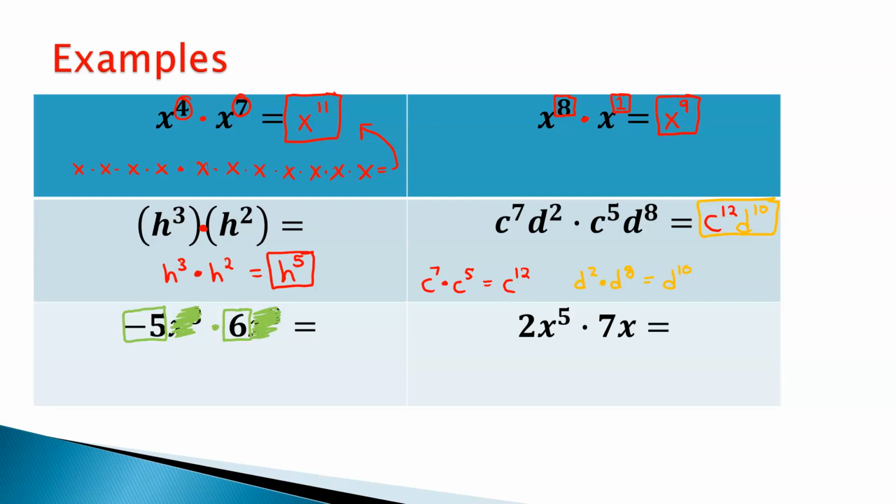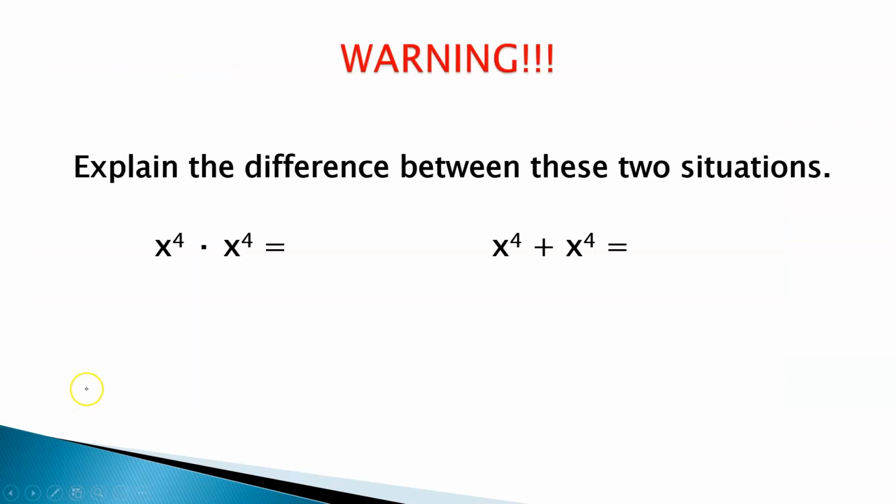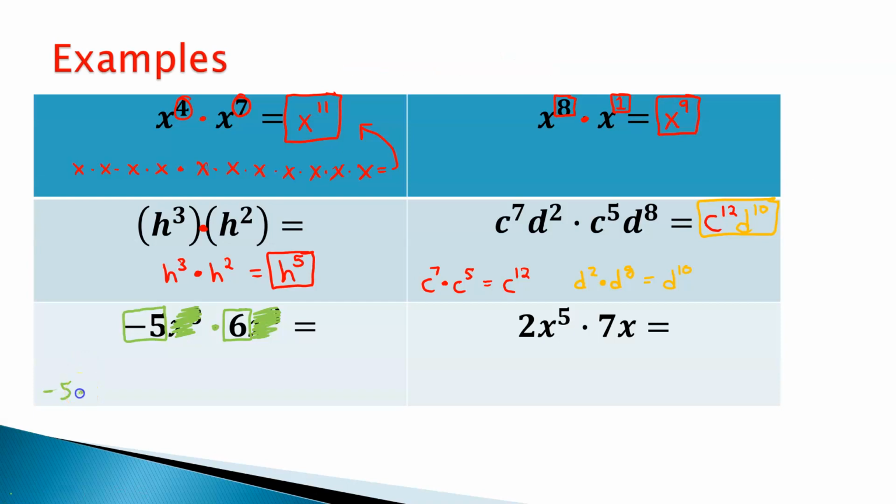Well, take a look at the problem that I have right there. That says -5 times 6. Well, that's just multiplying two numbers together. What is -5 times 6? That is -30. These are just regular numbers, regular integers. -5 times 6 gives us -30. That's going to be the first part of our answer.